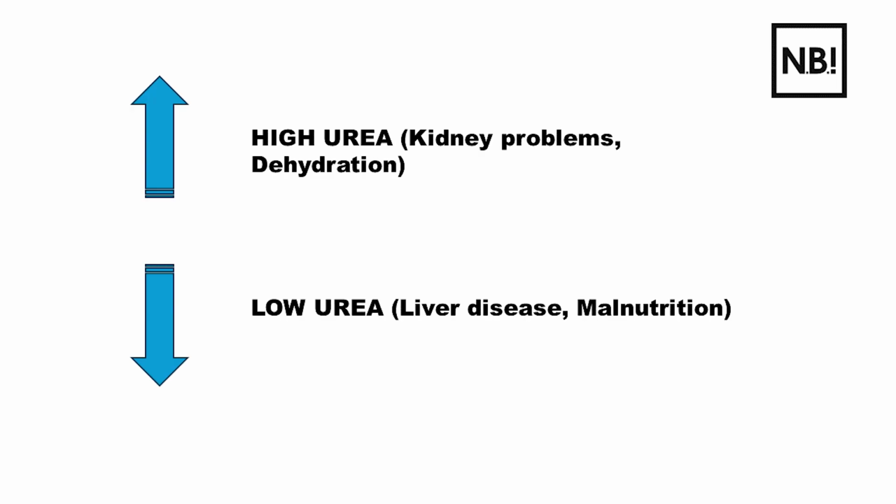The results can be interpreted as follows: high levels of urea, normal levels of urea, and low levels of urea. High levels of urea indicate kidney problems and dehydration. Low levels of urea indicate liver disease and malnutrition.